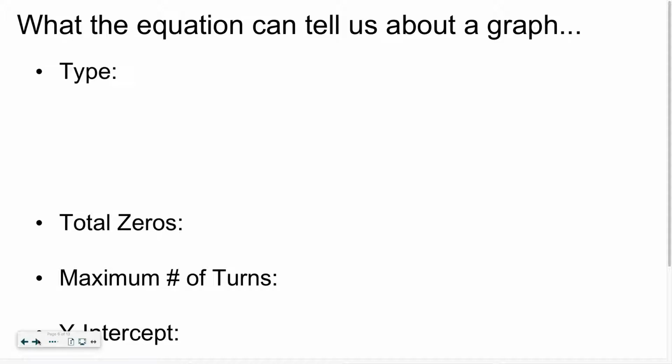Okay, so those are just some of the parts of the polynomial, how we name them and what we're going to call them. Now I'm going to talk about in the next 2 slides what the equation can tell us about our graph. So tomorrow we're going to be graphing polynomials. Today we're just going to be looking at what kinds of things we can pull from the equation. Just by looking at the equation, we know these things to be true.